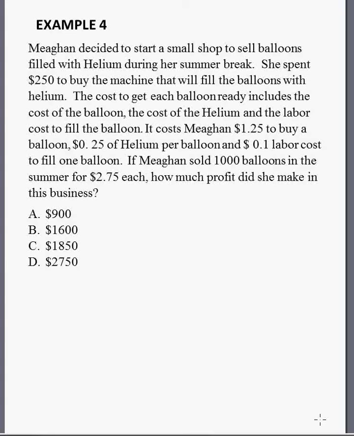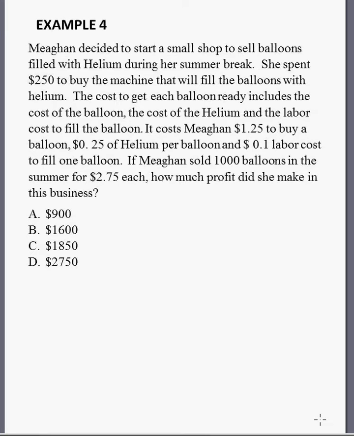Okay, let's take a look at example 4. This beautiful example of Megan deciding to start a small shop to sell balloons filled with helium during her summer break. She spent $250 to buy the machine. In this particular case, the $250 is going to be what generally we call the fixed cost. Well, it's going to be part of the fixed cost if she has actually other costs to include in this, like rent and stuff. But for now, we know she spent $250 to buy the machine that will fill the balloons.